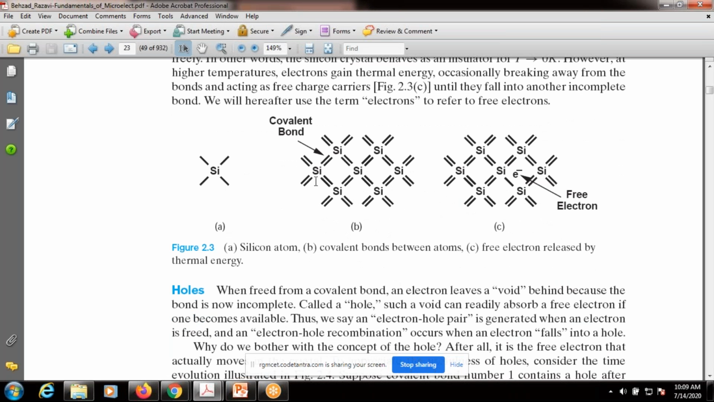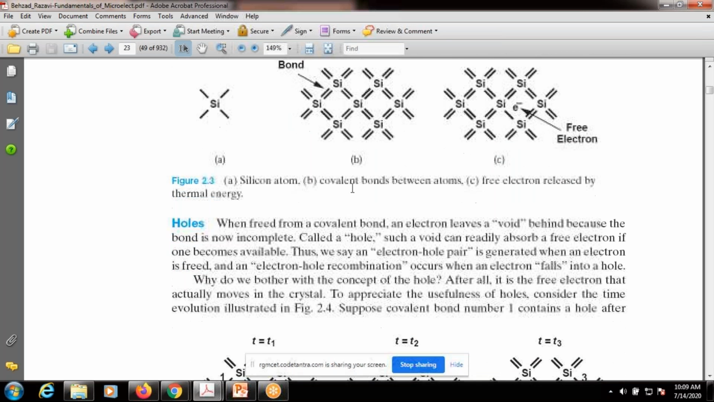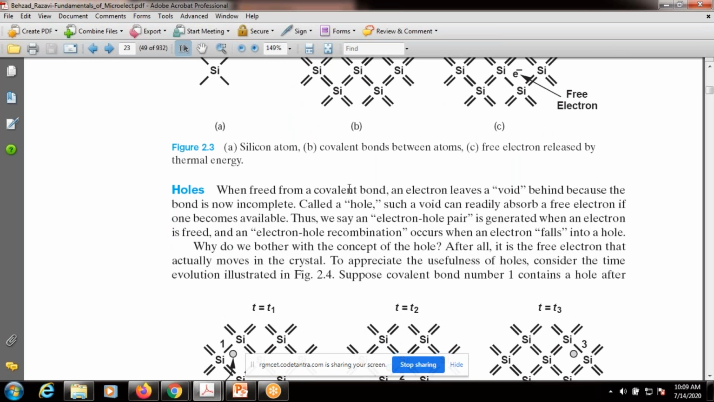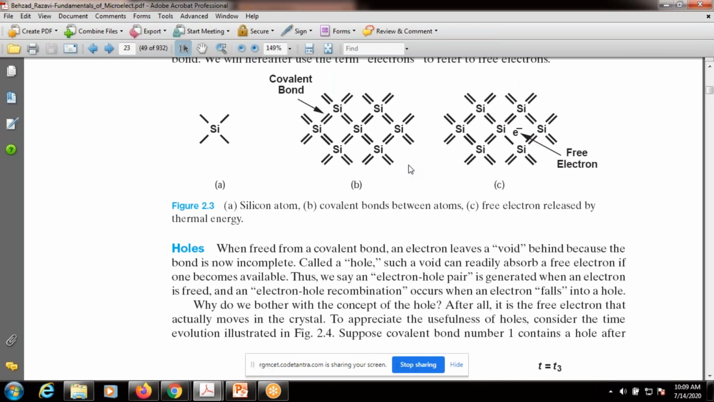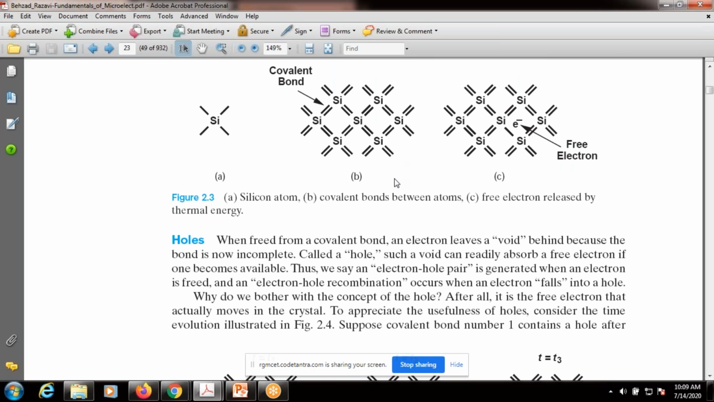What is meant by a crystal, a silicon crystal? This type of arrangement is called a silicon crystal. In that, all the valence electrons are shared with another atom's electrons, so that they form a covalent bond. And what is the definition of holes? At room temperature only a few.